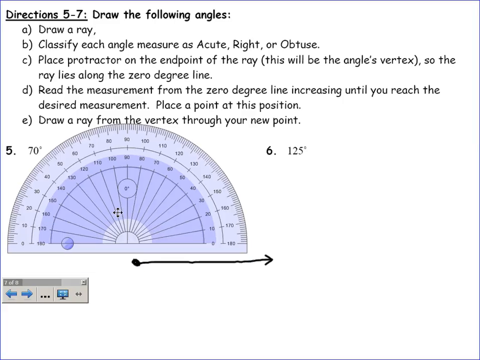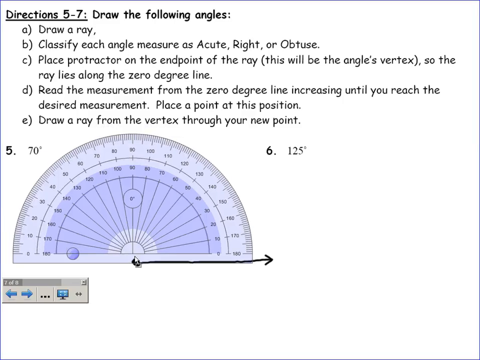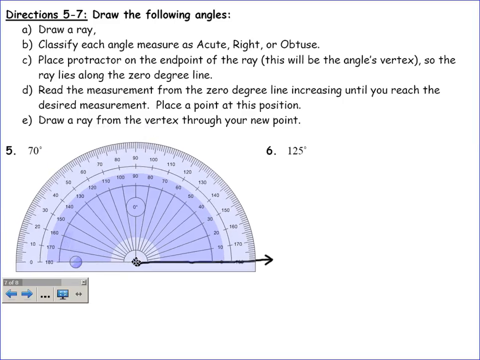Okay. Third thing. Place the protractor on the endpoint of the ray. Here's what that means. You put this hole at the center, at the vertex, and this 0 goes on the ray. See how there's a 0 right there? It goes 30, 20, 10. There's a 0 right there, sitting right on top of my ray. There's my hole. It's sitting at 0.